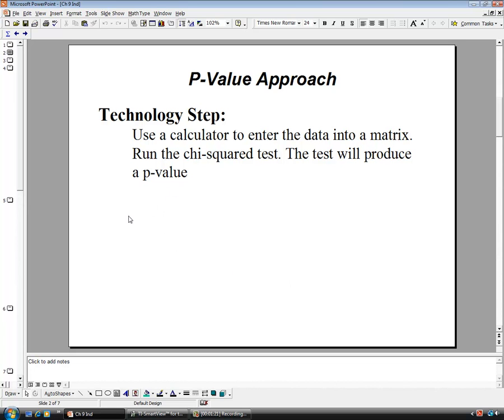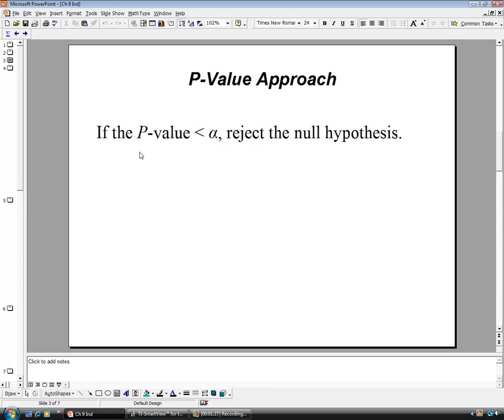But what we'll be using is the p-value, which will be generated by our test, and it works the same as it always has. If the p-value is less than alpha, we reject. So if we have a small p-value, the two factors are dependent. If we have a large p-value, the two factors are independent of each other.